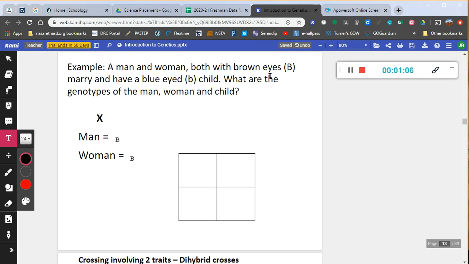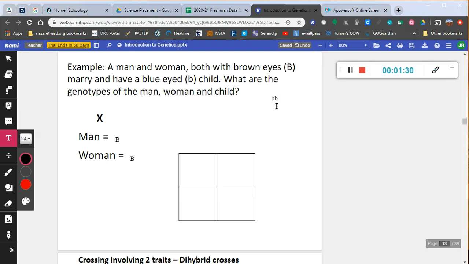Now, it says that they have a blue-eyed child. Because blue eyes is a recessive trait, the only way that the blue-eyed child can actually have blue eyes is if they are homozygous recessive for that. And homozygous recessive, again, looks like this. So this must be the child being homozygous recessive.